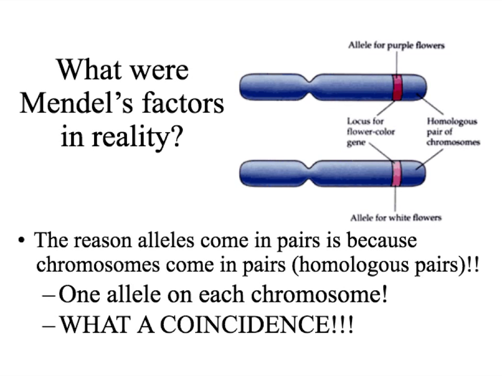So, why do alleles come in pairs? Because chromosomes come in pairs. They're the homologous pairs that we talked about during mitosis and meiosis. There's one allele on each chromosome. You got one chromosome from your mother, one chromosome from your father, so you're going to have one allele from your mother and one allele from your father.